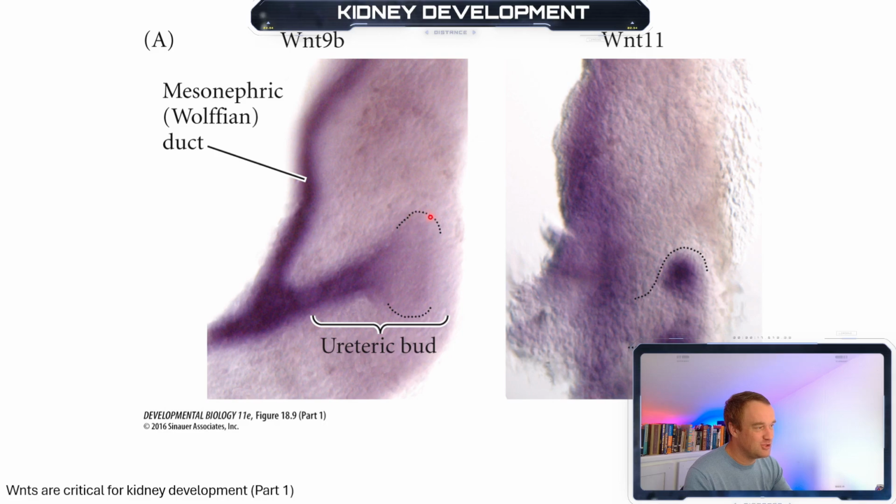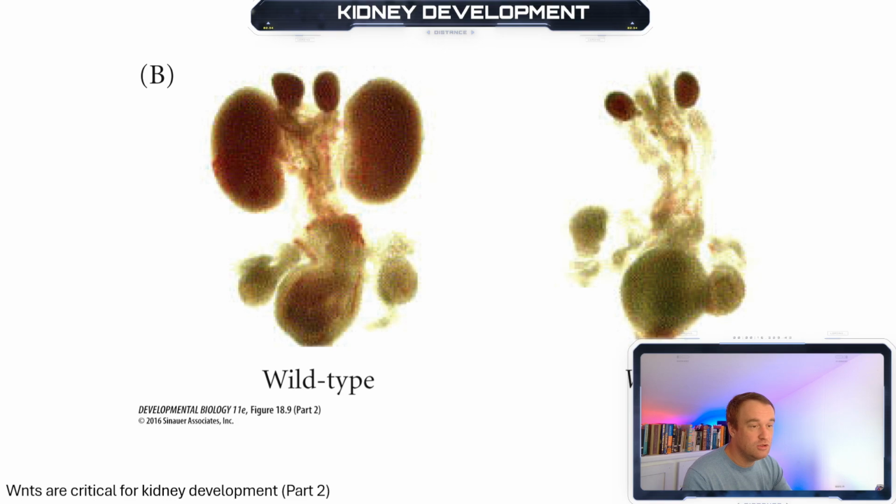They kind of show you where the ureteric bud is going to be, and then they also show you, if you stay in WNT, that you can see it would be here and here. So this WNT11 is important for the ureteric bud formation and the eventual budding, while WNT9B, a different version of WNT, is what is important for the expression in the mesonephric duct. Cool. All right, let's look at some more WNT.